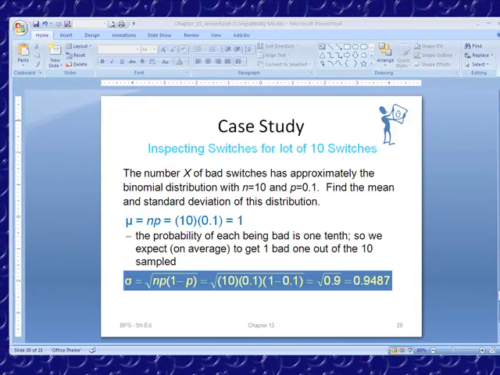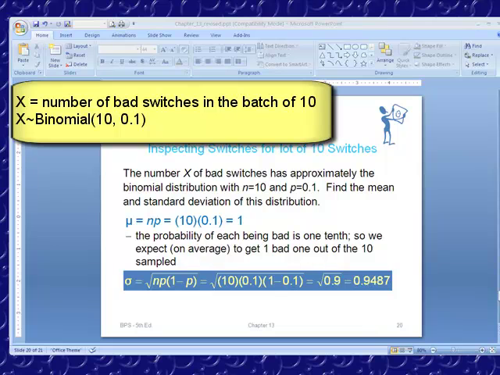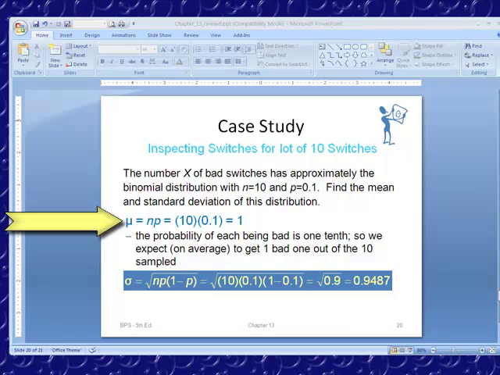So let's look at the switch problem. Remember that our random variable was the number of bad switches out of the 10 switches we were looking at. So n was 10 and p was 0.1. To find the mean, we're going to say 10 times 0.1. That gives us a mean of 1. So the probability of each being bad is 1/10, so we expect on average to get one bad one out of 10.